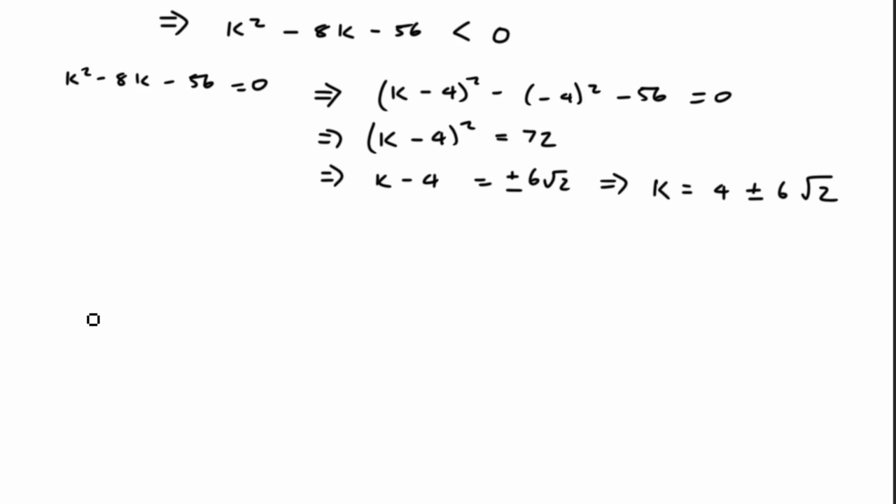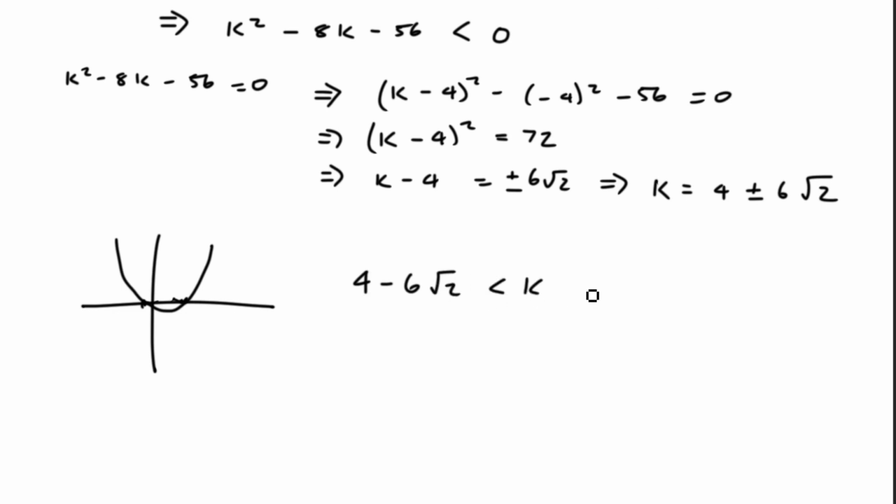If we were to draw a little sketch of this quadratic, we would therefore know that it cuts the k-axis at 2 points that we've just worked out, and we would also know it has this shape. We want the values where this is less than 0, below the axis, that will be in between these critical values. So therefore the set of values for k for which that straight line intersects a circle at 2 distinct points are values of k in between 4 - 6√2 and 4 + 6√2.